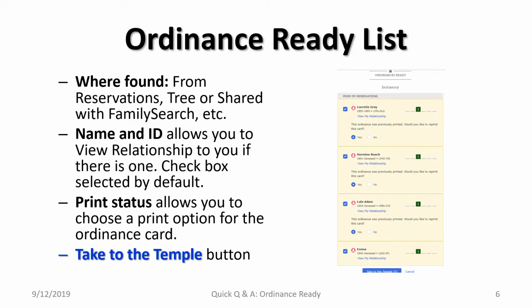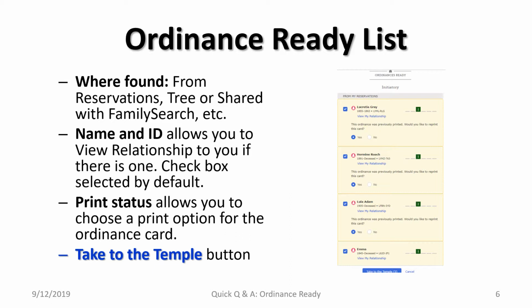After the Ordinance Ready list is generated, it is shown on the screen. At the top, it shows where found. In this case, all 5 were from the reservations list. The list may also be generated from the user's tree or other ordinances shared with the temple.